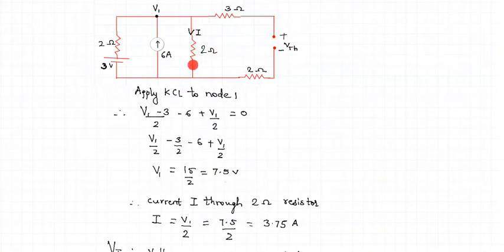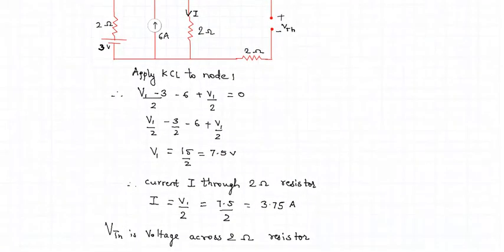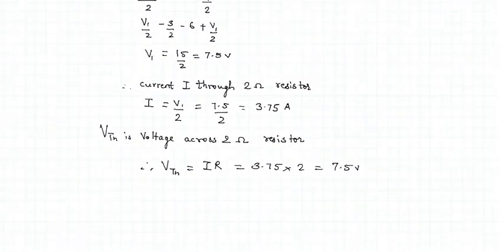To measure the voltage across the 2 ohm resistance, let us first calculate the current. The current through this 2 ohm resistance is V1 by 2. The current which flows through this particular branch is the node voltage V1 divided by 2. We already have V1, which is 7.5, divided by 2. We get the current through the branch as 3.75 amperes. And then VTH is nothing but I into R. Current is 3.75 into 2 is the VTH voltage. So we get VTH to be 7.5 volts.